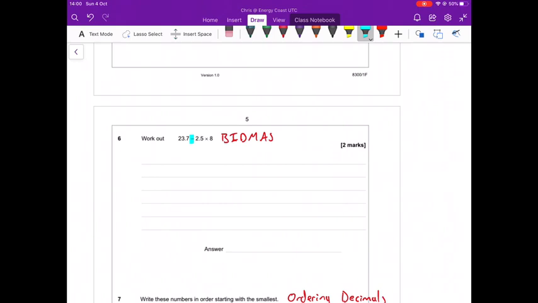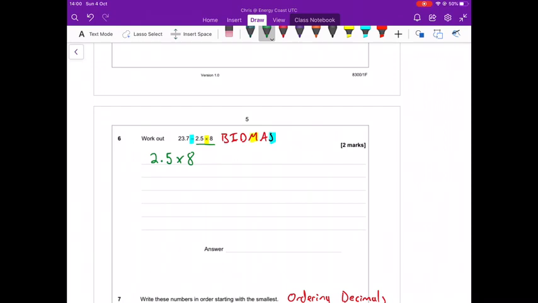Let's look at what we've got. We've got a subtract and we've got a multiply. So this just tells me I need to do the multiply bit first, okay? So the first thing I need to do is 2.5 multiplied by 8, okay?